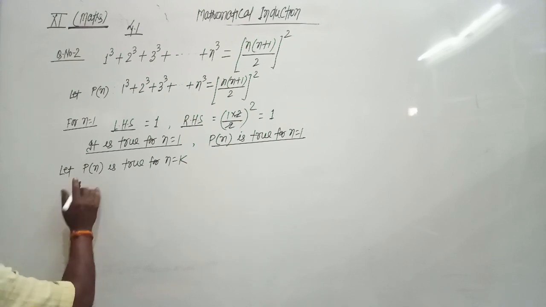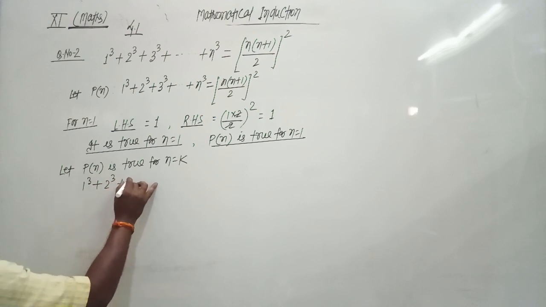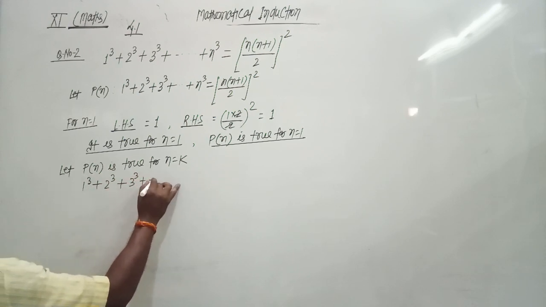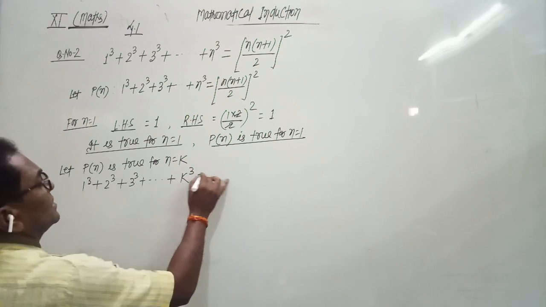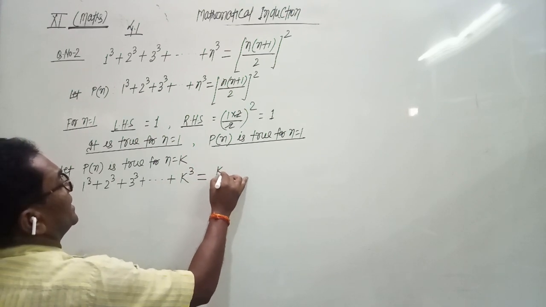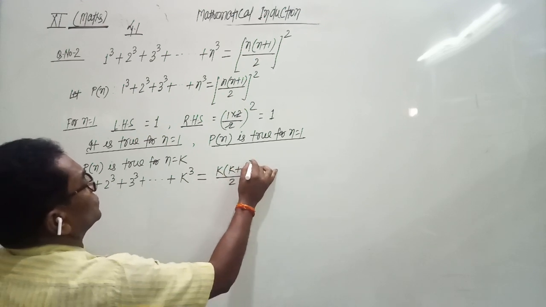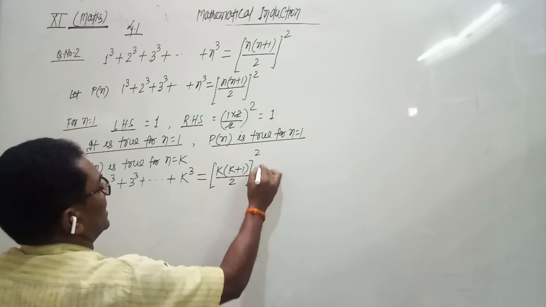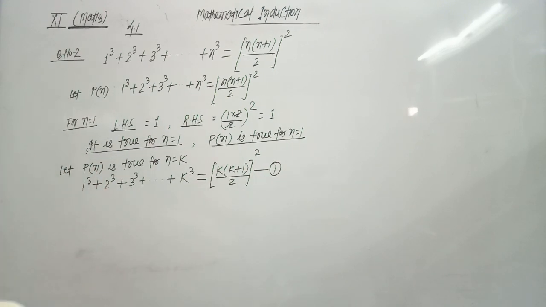1 cube plus 2 cube plus 3 cube plus ... plus k cube equals k into k plus 1 upon 2, the whole square, and name it equation number 1. For n equals k, we put the value of n equals k everywhere.